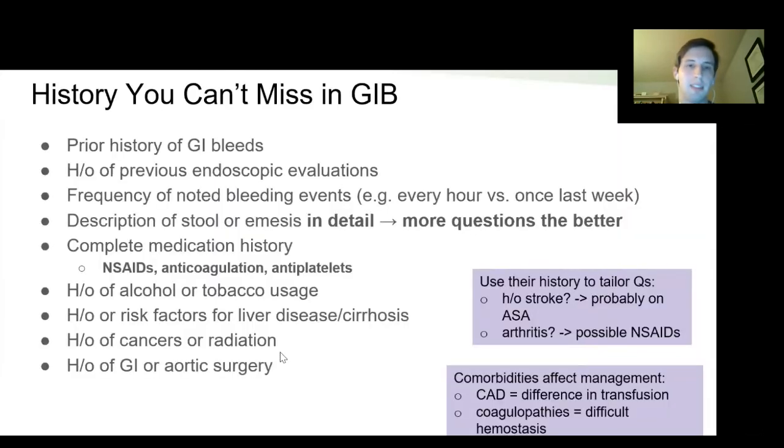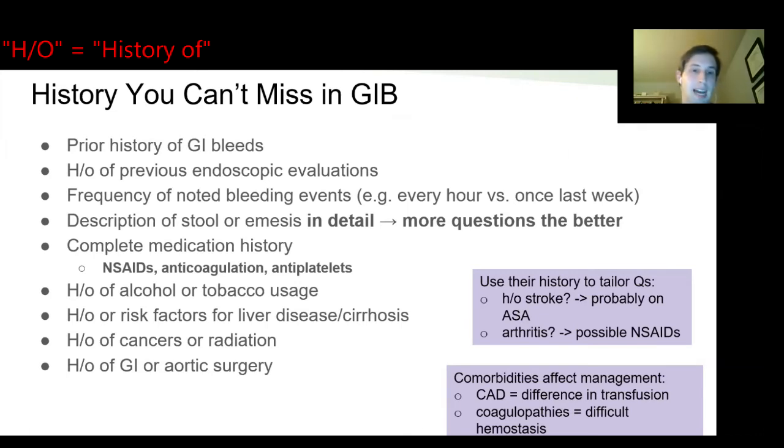So the big questions you need to be asking when a patient comes in is, first and foremost, has this ever happened before? Have they ever had a history of GI bleeds? Because if it's someone who's come in 8 times, all for AV malformation, and they've had 20 bleeds, it makes it a lot different than someone who's coming in for the first time.